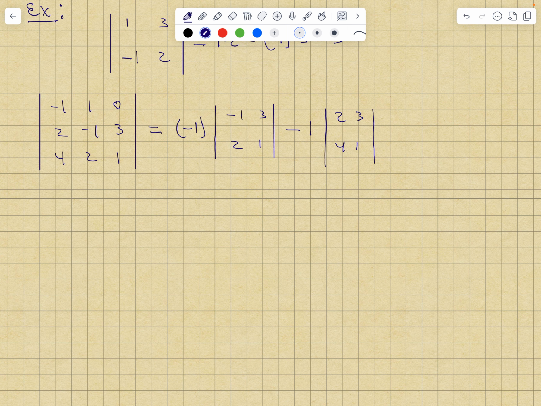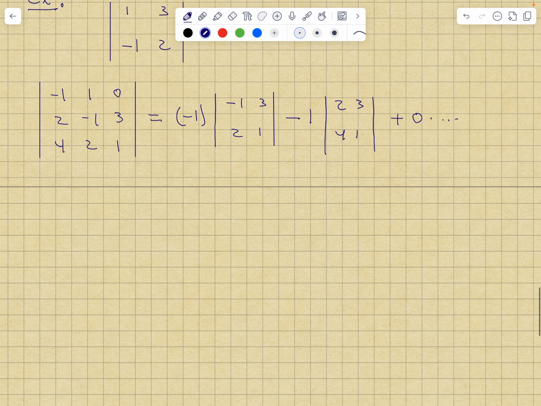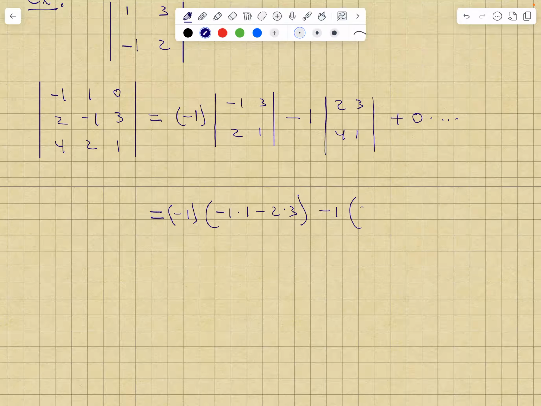And then finally plus 0, right, the last element in the first row. It doesn't matter what I multiply by 0, because the answer is still going to be 0. And so this should be minus 1 times minus 1 times 1 minus 2 times 3, minus 1 again, 2 times 1 minus 3 times 4.